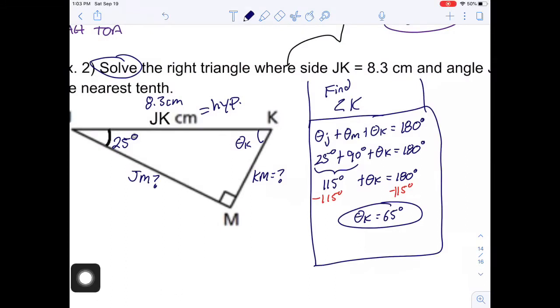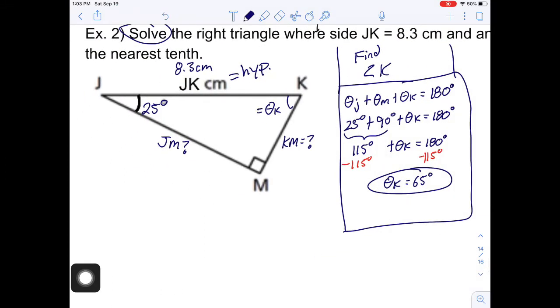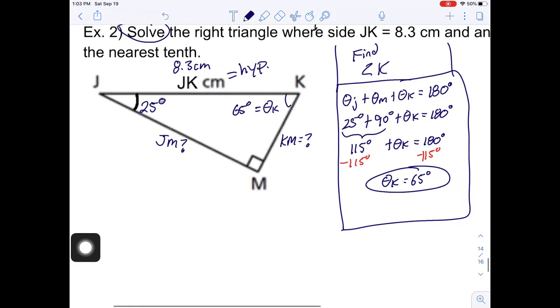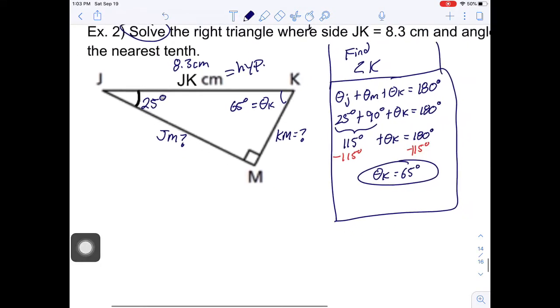Now, let's look at what else we need to find. So I could even write that in here just so I'm aware. And the nicest part about this number is it wasn't any ugly decimal. So we can actually use 65 degrees happily when we're doing these. So let's look at what we need to find. We need to find J to M and K to M. So let's focus on that.